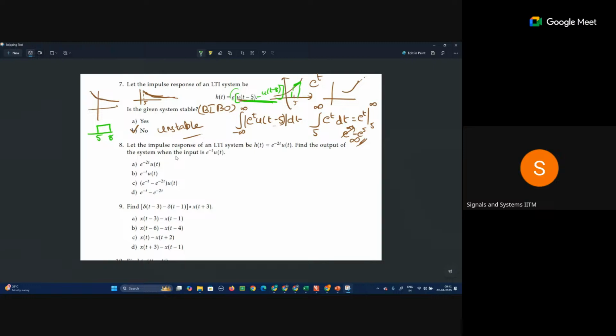So coming to the 8th question, they have given us the impulse response, which is h of t equals e power minus 2t u of t, and they are asking us to find the output. What I have told is, if you give the input x of t to a system having the impulse response h of t, we get the output y of t, which is x of t convolved with h of t.